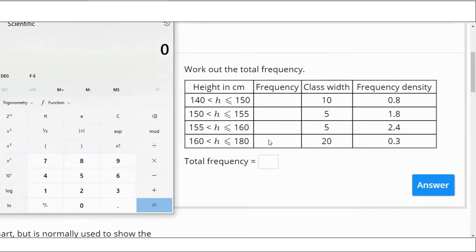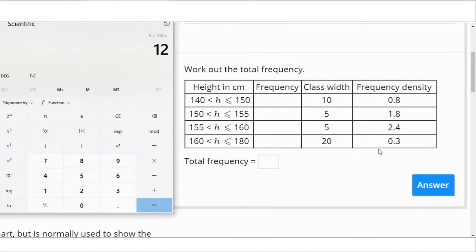For the second class, we multiply 1.8 by 5, 9. So the first class is 8, the second class is 9. So the third class, 5 times 2.4 equals 12. So remember 8, 9, 12.